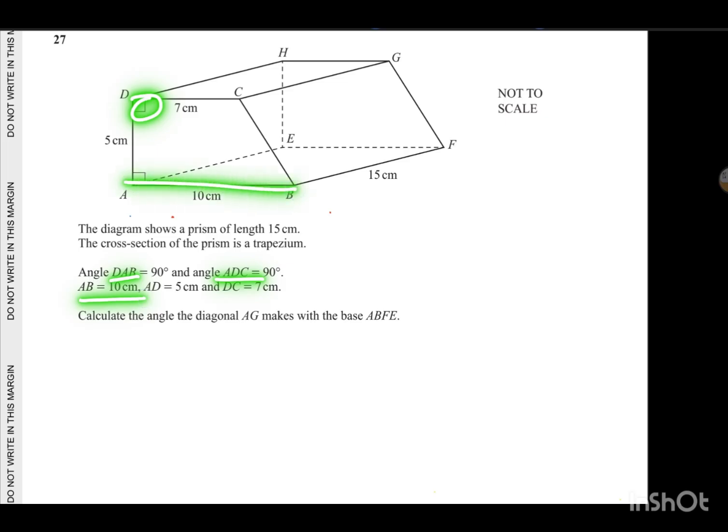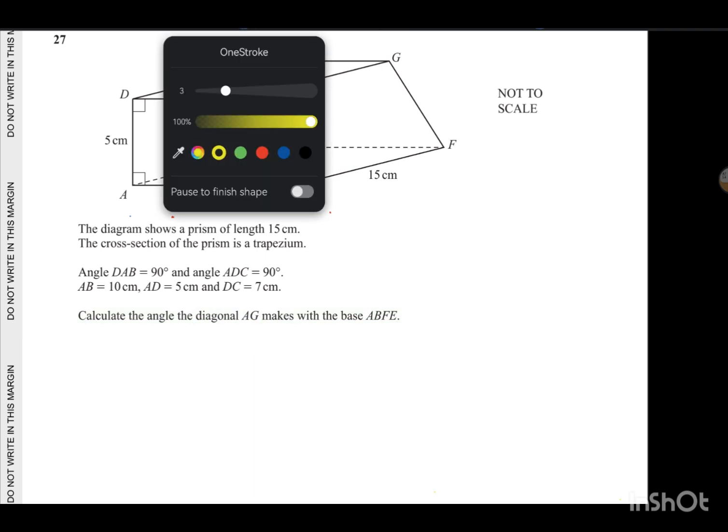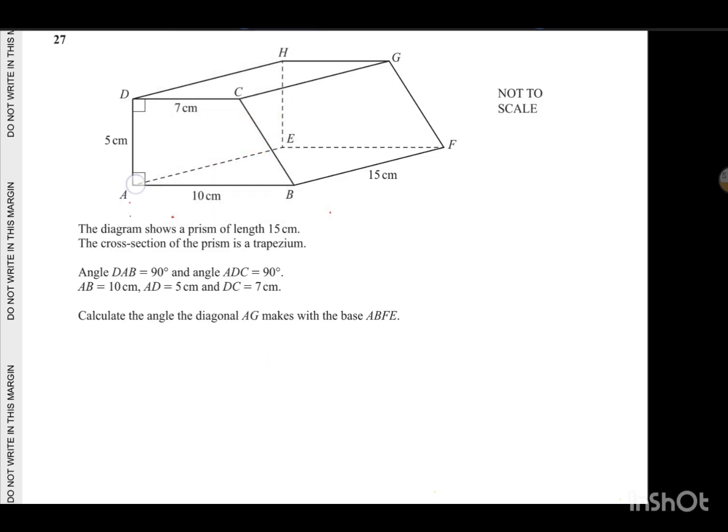This is AB. AD is equal to 5 centimeters, and then DC is equal to 7 centimeters. Calculate the angle the diagonal AG makes with the base ABFE. So we have to find that this diagonal AG. So let us draw the diagonal first. This is the diagonal AG.